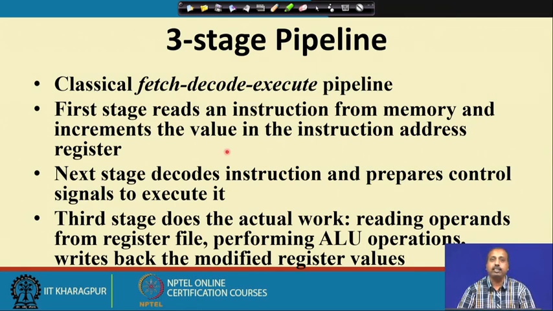The third stage, it does the actual work. So, what is the actual work? It has to read operands from the register file. It may be that I want to add the content of two registers. Those two register values should be available to the ALU, then the ALU will do the operation, and then it will write back the value onto the modified register. So, this way we can do this operation, okay.